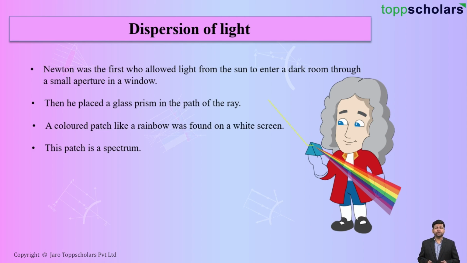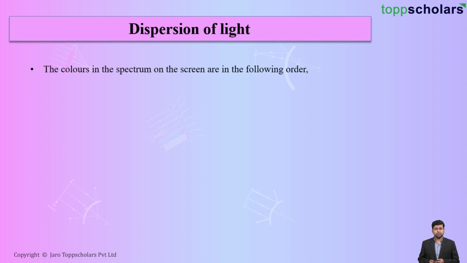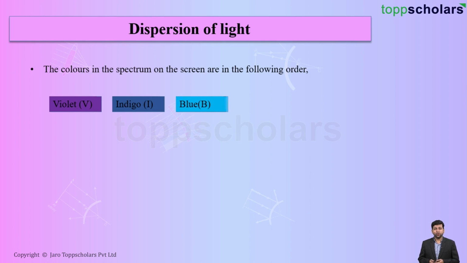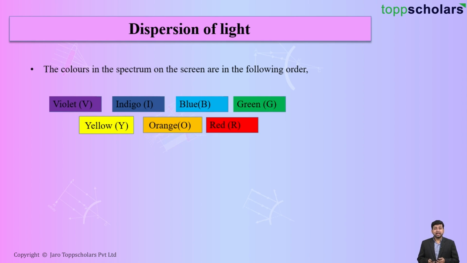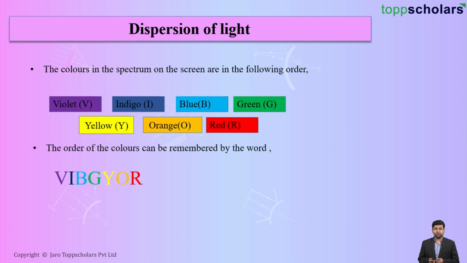Now students, let's see what are the colors in the spectrum. So the colors are in the following order. The first is violet, then indigo, blue, green, yellow, orange, and the last is red. And this is how the rainbow has a name called VIBGYOR. So what is VIBGYOR? Violet, indigo, blue, green, yellow, orange and red.